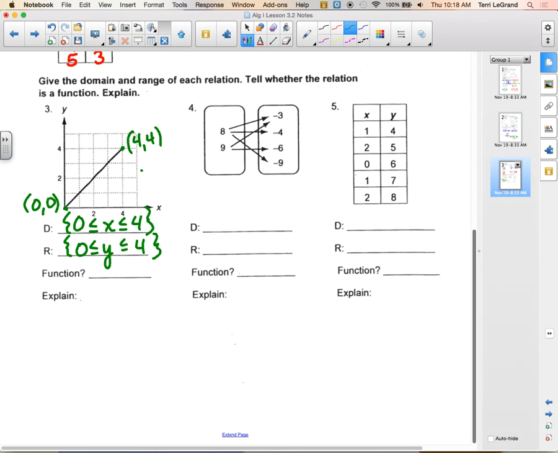Okay, is this a function? Yeah. Okay, how do you know, if I look at this graph? Noah, could you help him out here? Why is this a function, looking at the graph?